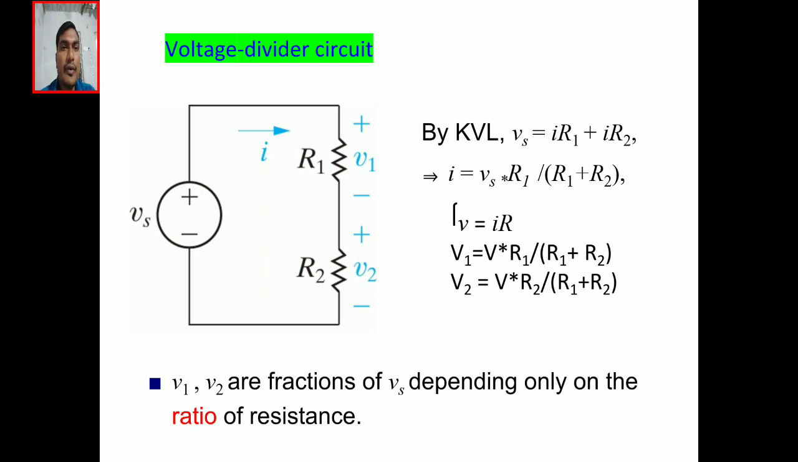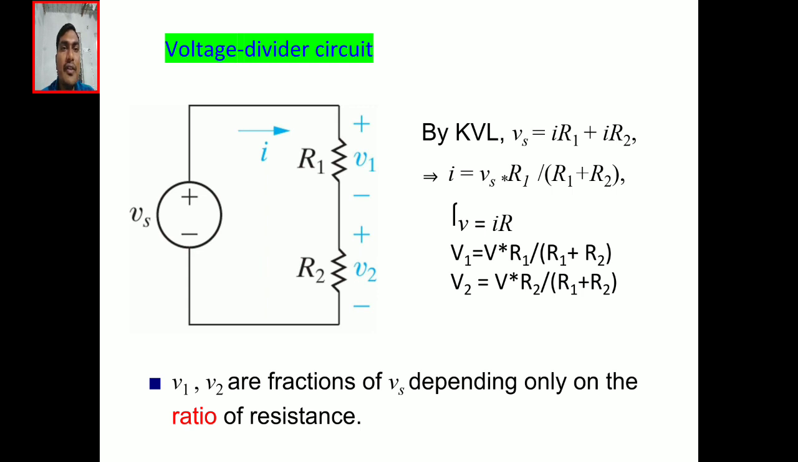We know from KVL that the sum of all voltage sources is equal to the voltage drops. Here Vs is the source and V1, V2 are the drops. So Vs is equal to V1 plus V2. V1, the voltage drop across R1, is I into R1. V2, the voltage drop across R2, is I into R2. Taking I common, V equals I into R1 plus R2.